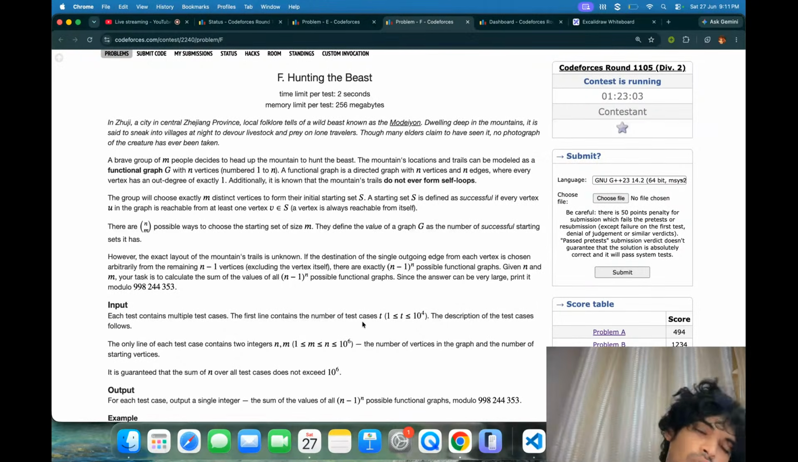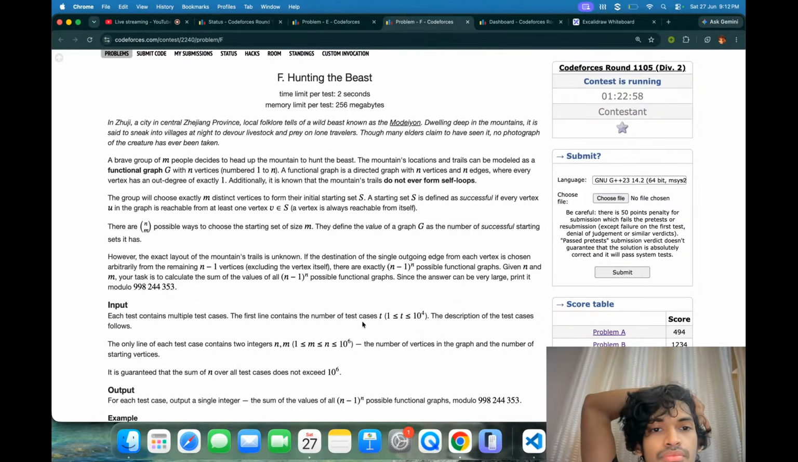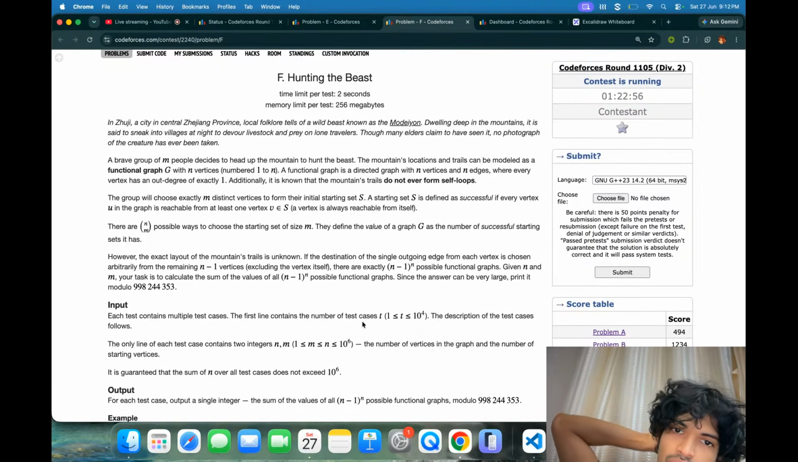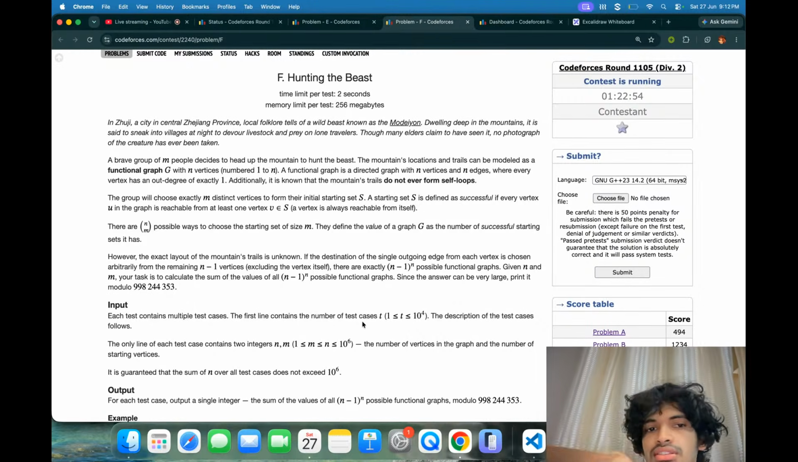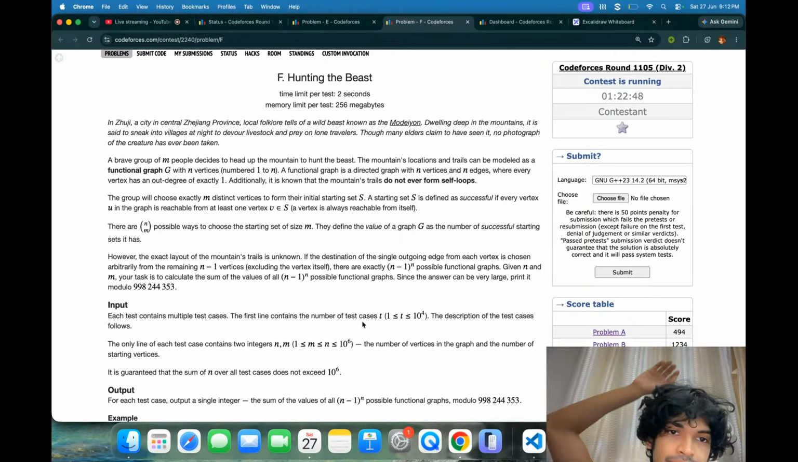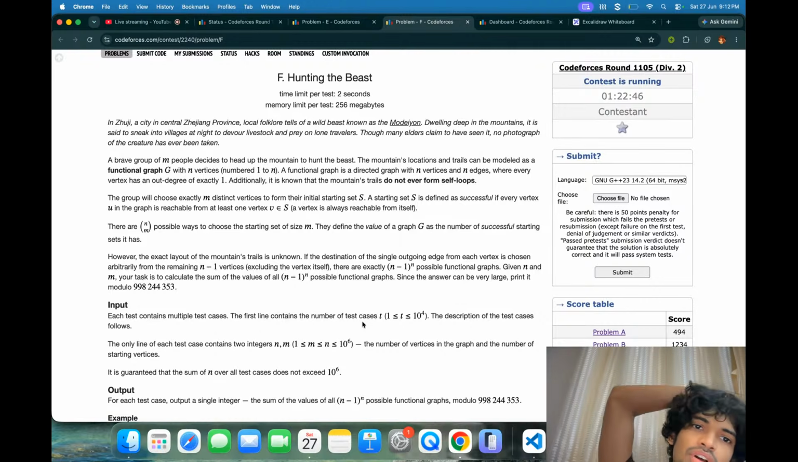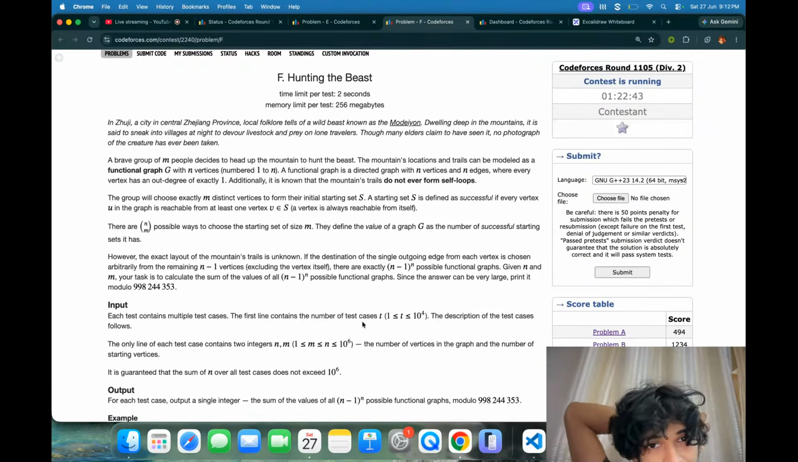They just go and end up in a cycle. Also, it is additionally known that the mountain trails do not ever form self loops, meaning the cycles are non-trivial. They will always go into a cycle because otherwise they keep on going forever, right? So I know what a functional graph is.